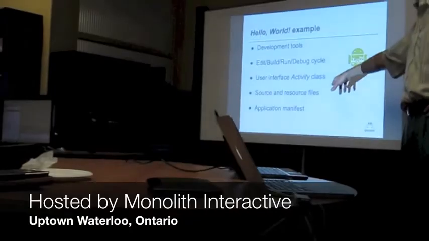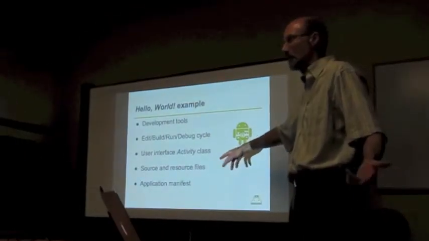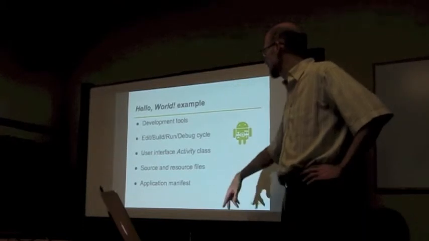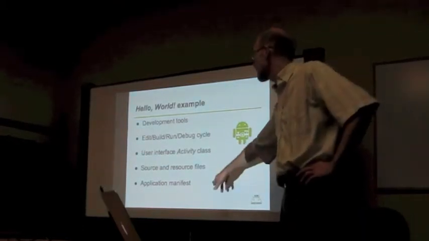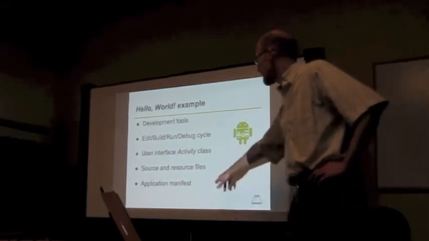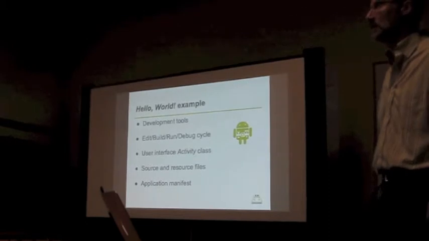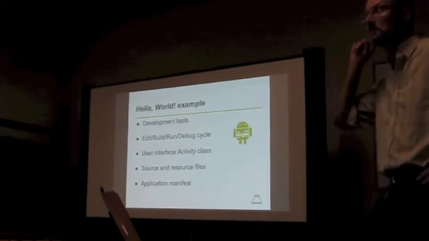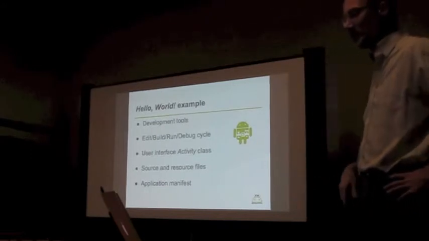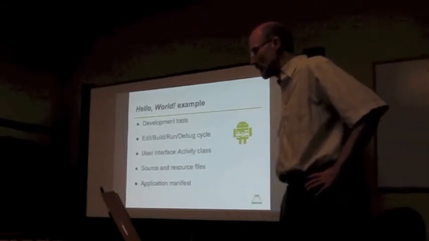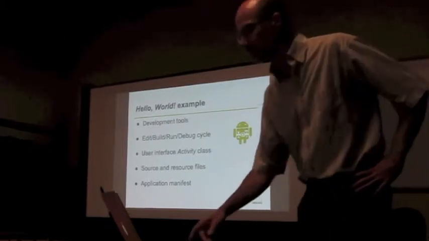We're going to look at the loop. We're going to look at the core activity class, which is the counterpart to the view that you just saw for the Apple case. We're going to look at the source and resource files in the Eclipse editor. And we're going to look at the application manifest, which is the counterpart to, what is it called on iOS? Info.plist. Yeah. Info.plist. And ours in Android is called the application manifest. It's an XML file.